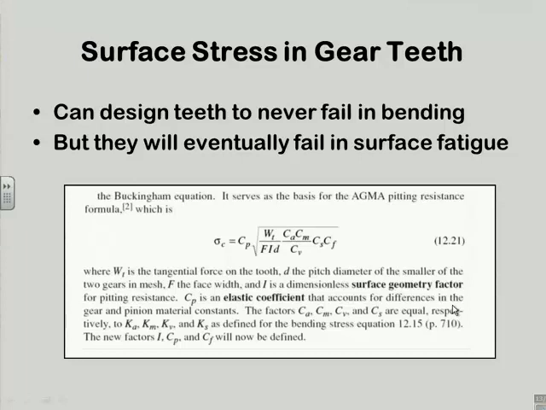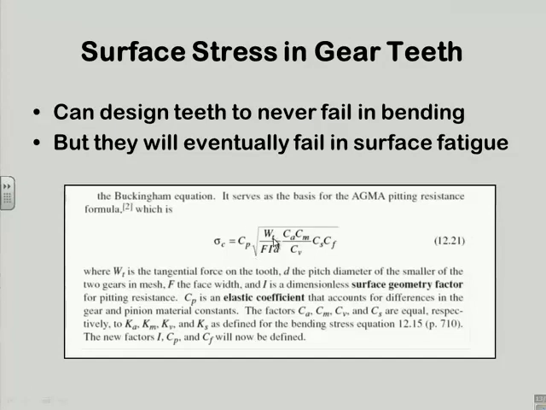So here I'm using sigma sub C as opposed to sigma sub B, where B stands for bending. C, I don't remember why I picked C. Next letter in the alphabet after B, probably. But this stands for surface, in my lexicon at least. And so we have some factor called CP, which is an elastic coefficient that I'll define momentarily, times the square root. And here are the usual suspects.